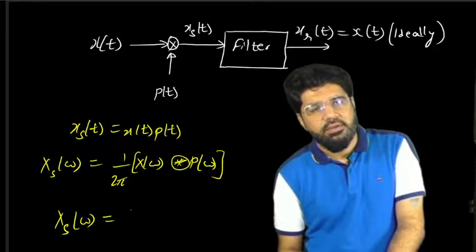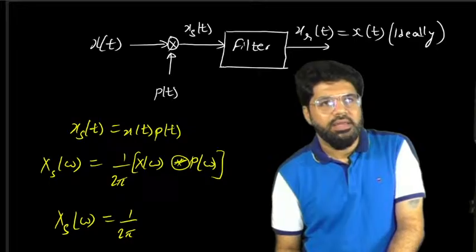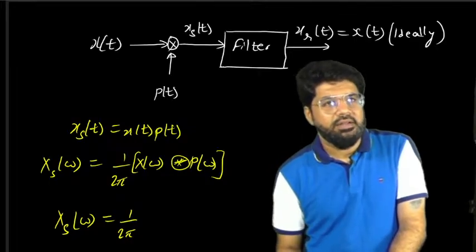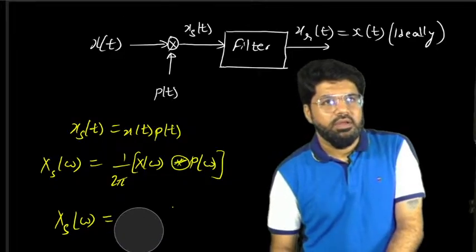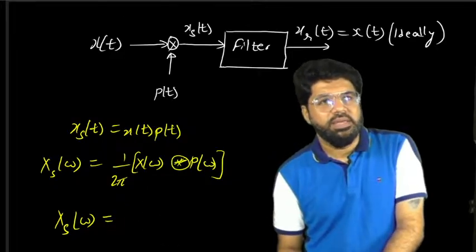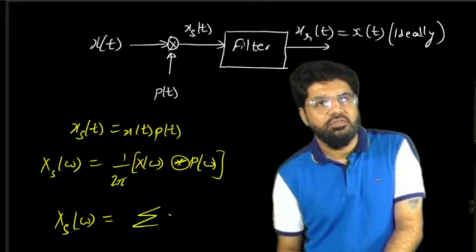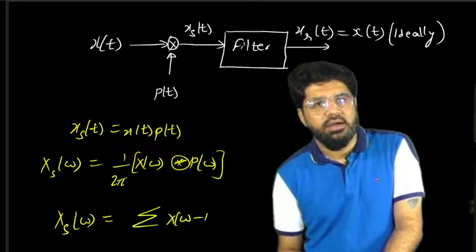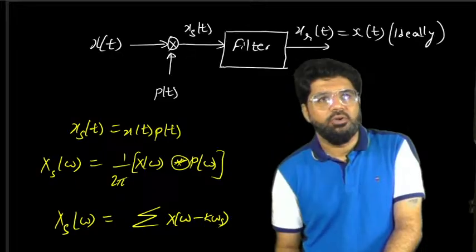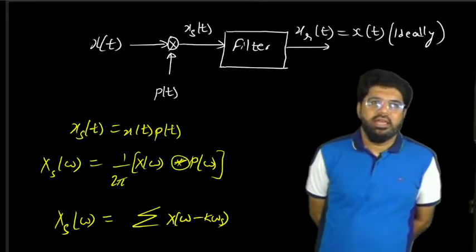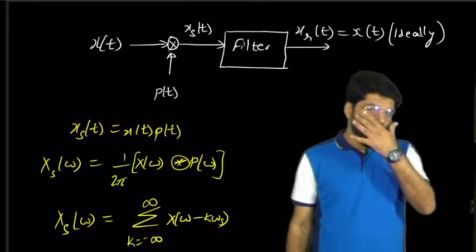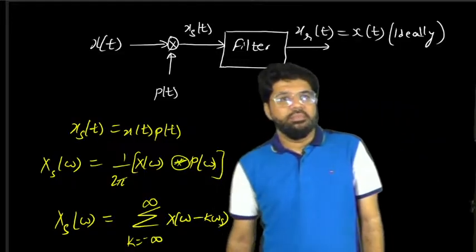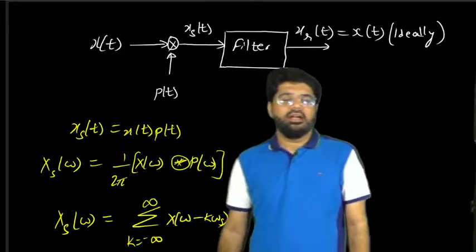Xs omega is 1 upon 2 pi. Okay, finally the formula that turns out to be 1 upon 2 pi summation, sorry. On solving, the final formula for Xs omega turns out to be summation of X of omega minus k omega s, for k being minus infinity to infinity. Okay, Xs omega turns out to be summation minus infinity to infinity X of omega minus k omega s.